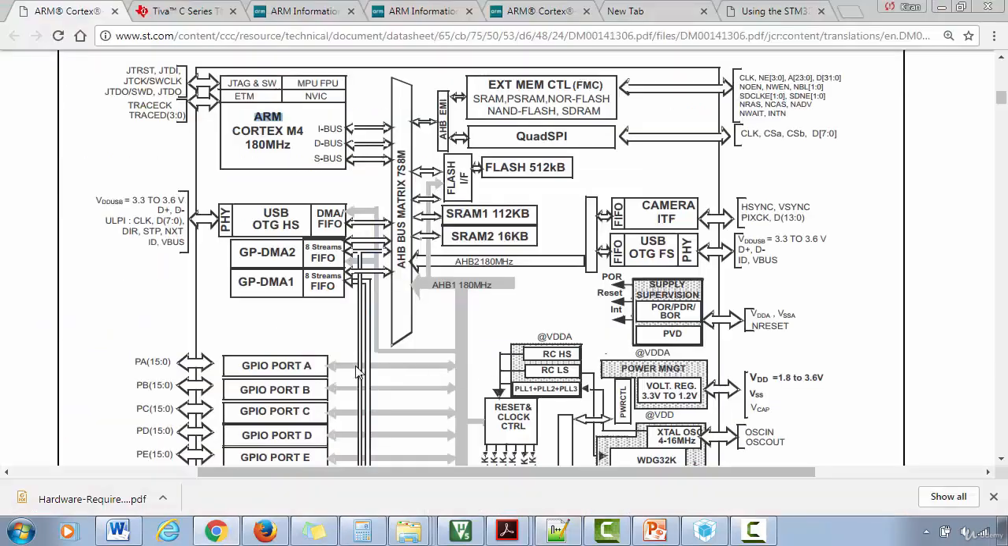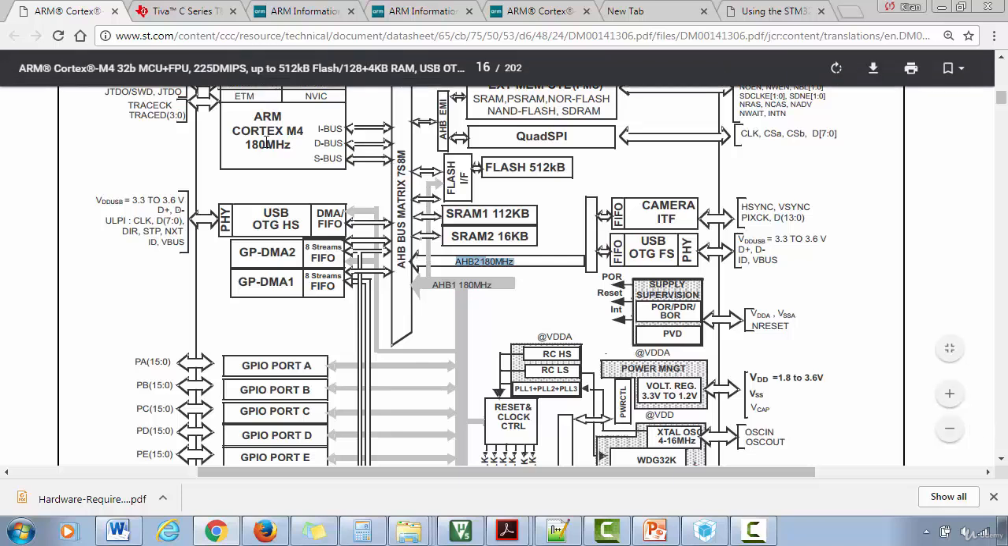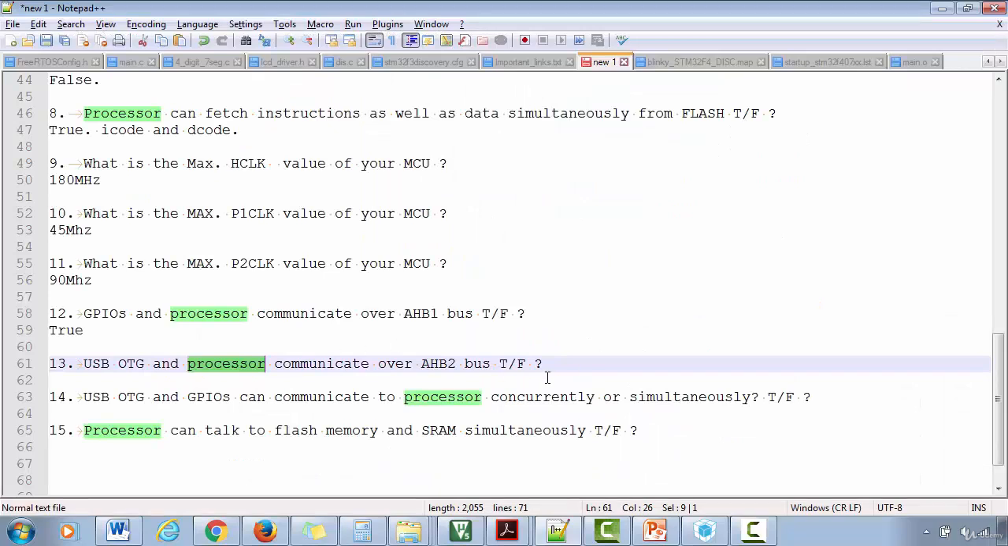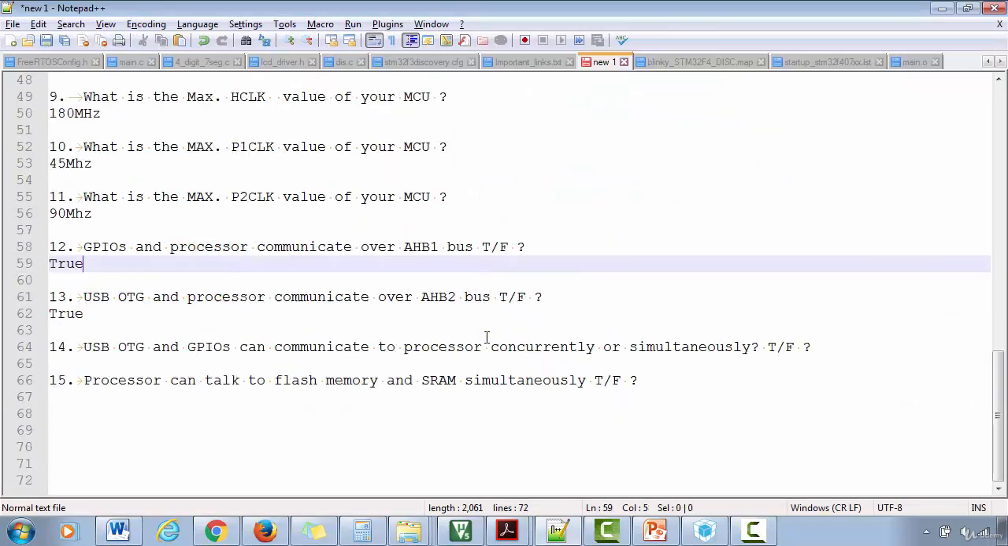Next: USB OTG and processor communicate over the AHB2 bus. True or false? That's true, because the USB OTG peripheral is connected to the AHB2 bus, and finally it is connected to the bus matrix. Then it will talk to the Cortex processor over the system bus. Great, that's true, right?